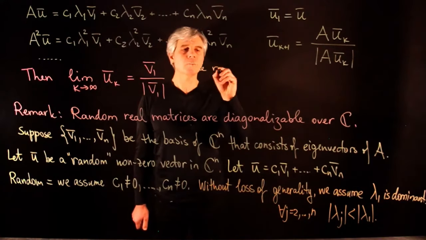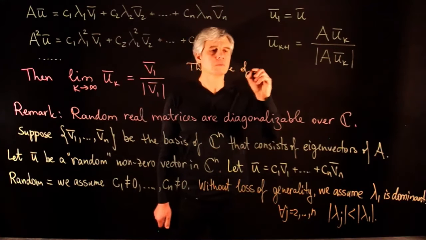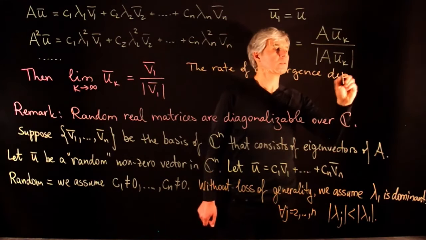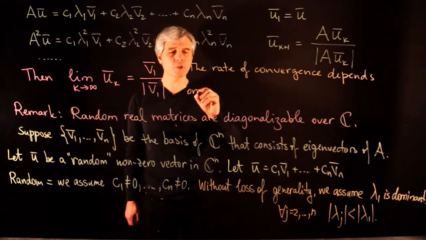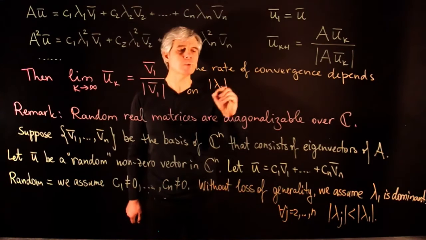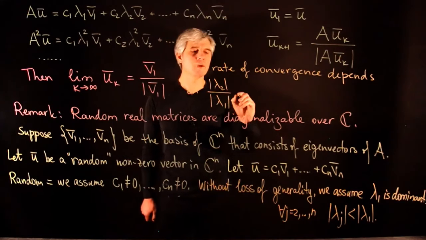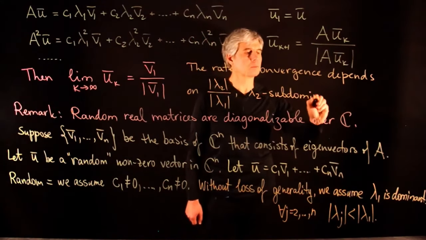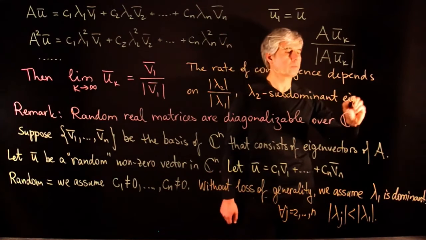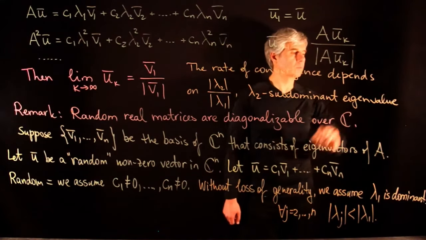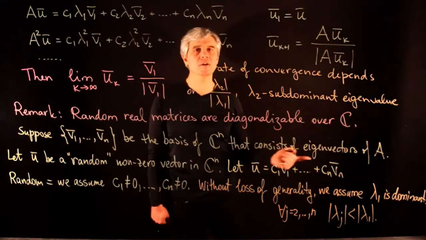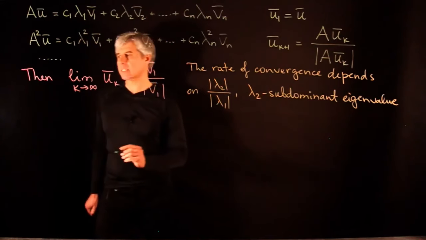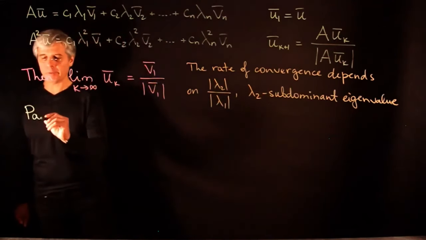The rate of convergence depends on the quotient of absolute value lambda 2 to absolute value lambda 1, where lambda 2 is a subdominant eigenvalue. That is the eigenvalue with the next largest complex norm. As an application of this idea, let us discuss the PageRank algorithm.